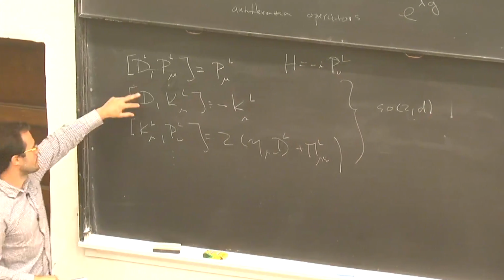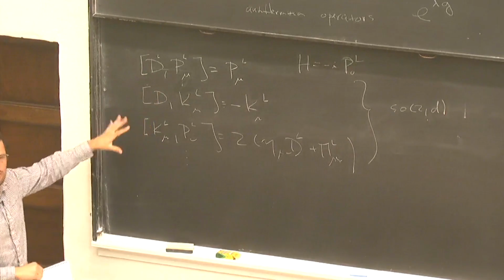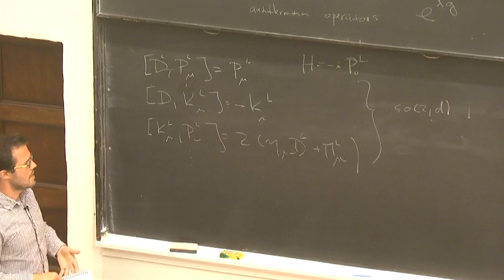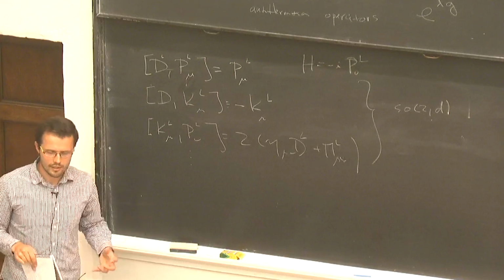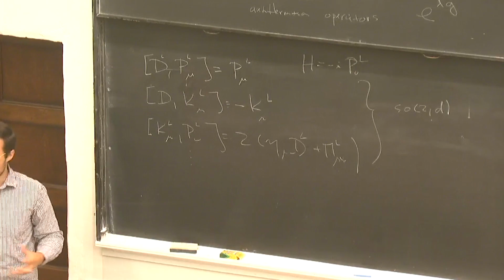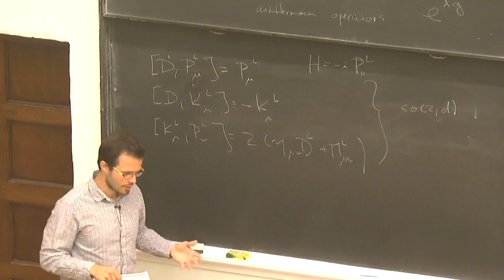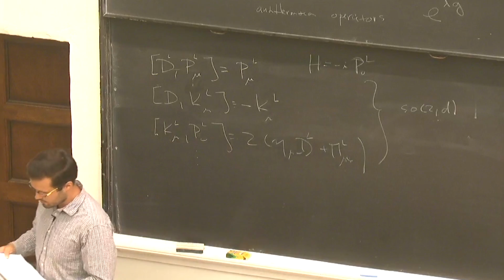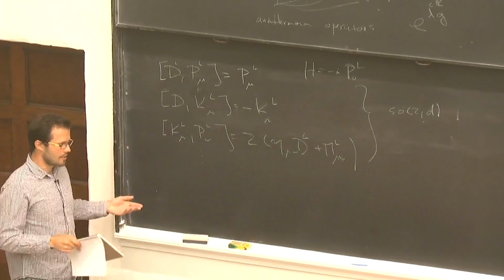As I said, all of these generators are realized as anti-Hermitian operators. And that means that we should try to understand the irreducible unitary representations of this algebra, because the whole Hilbert space is going to decompose into these representations. So that's going to be the next step.